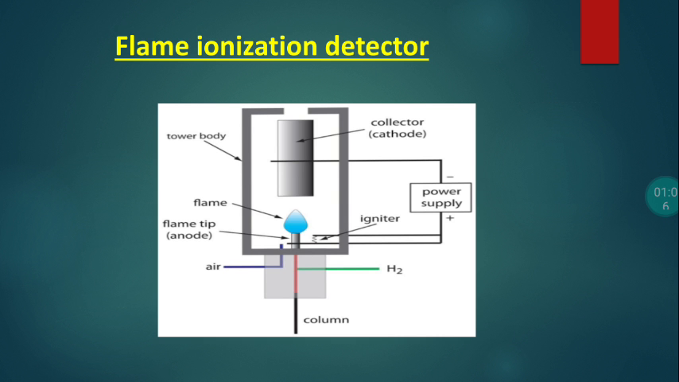A potential is applied between two electrodes. The increase in current between the two electrodes when ions are formed in the flame is amplified and recorded. The ion current is approximately proportional to the number of carbon atoms which enter the flame. The flame ionization detector is relatively simple and highly sensitive but destroys the sample. It is also insensitive to most inorganic compounds like water vapor and air.